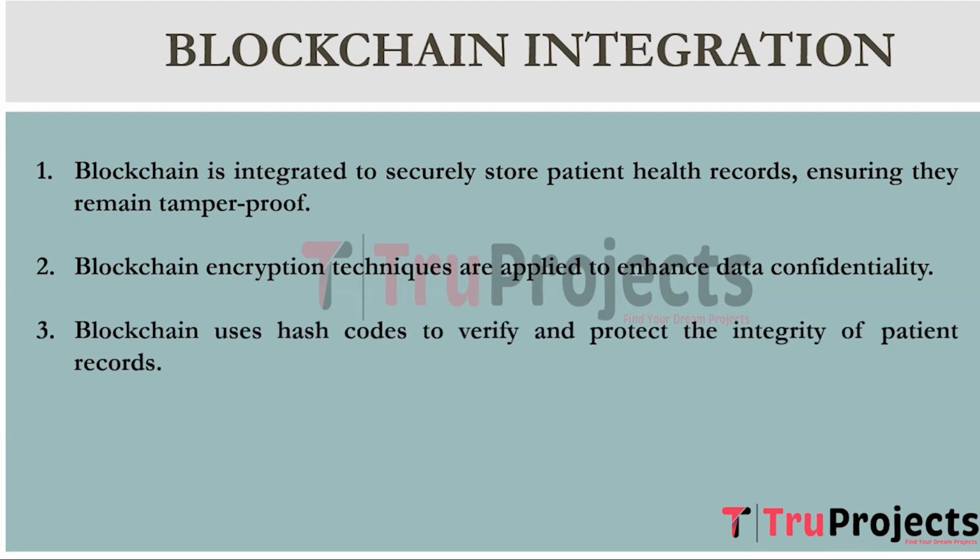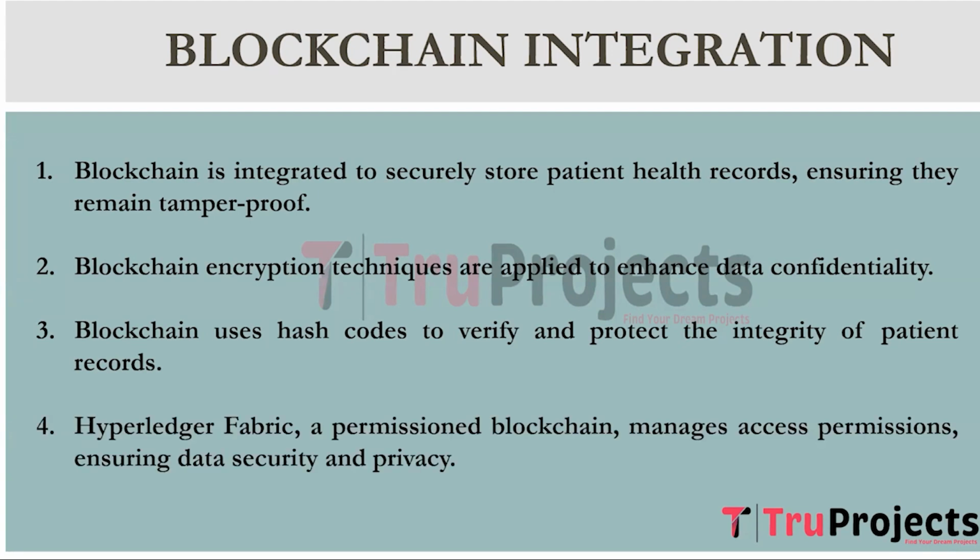Each transaction on the blockchain is associated with a hash code. These hash codes are used to verify the integrity of patient records and to detect any tampering with the data. Hyperledger Fabric, a permissioned blockchain platform, is used to manage access permissions. It ensures that only authorized users, based on the patient permissions, can access the data. This is essential for maintaining data security and privacy.